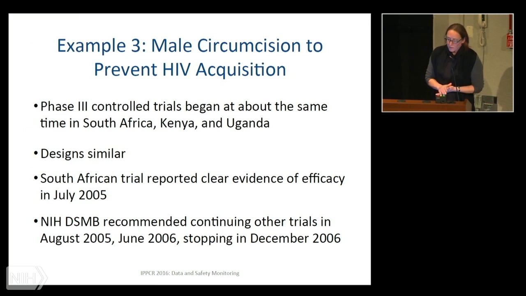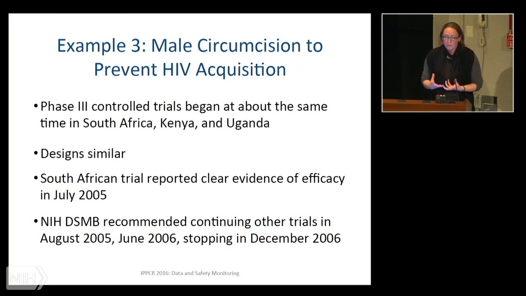And I did want to finish with one last example before getting into some of the nuts and bolts, the nitty-gritty of the meetings. This has to do with that idea that it's not just a statistical decision, the stopping boundaries. A perfect example of that is, well, I would have said recent, but I guess it's already going on 10 years. This was a collection of trials that were done in Africa looking at whether or not male circumcision would prevent HIV acquisition.